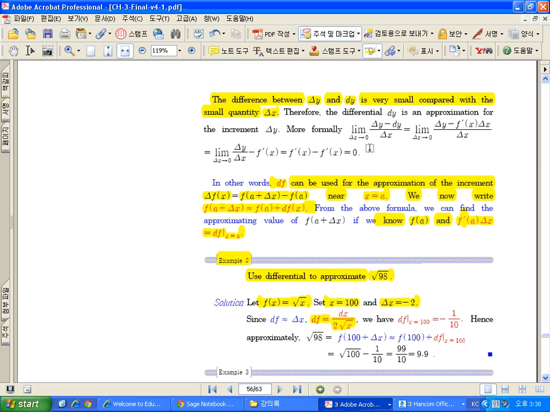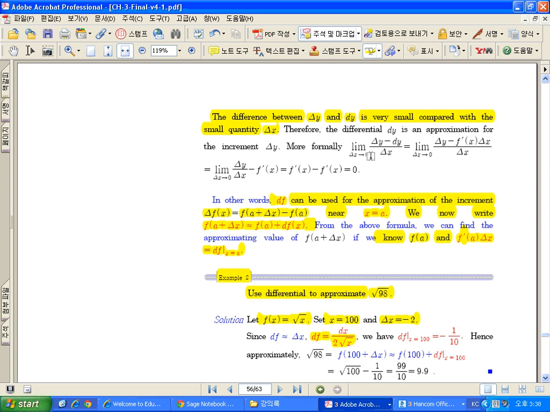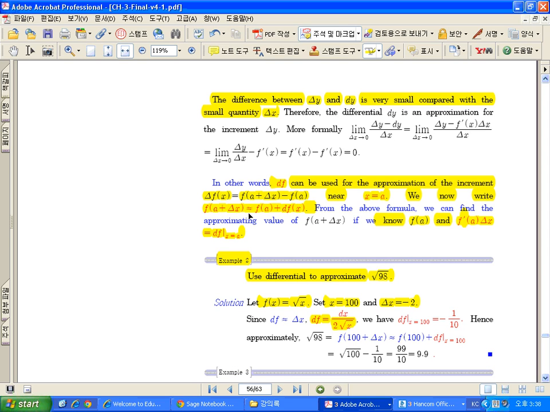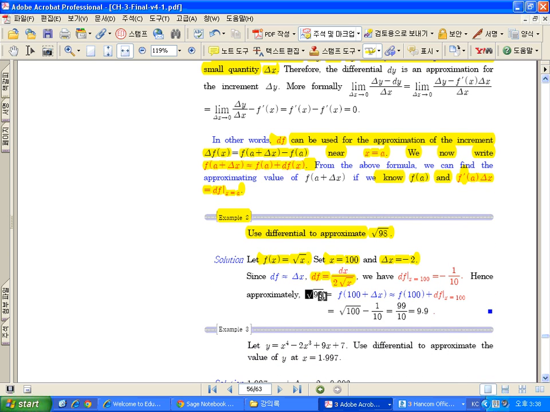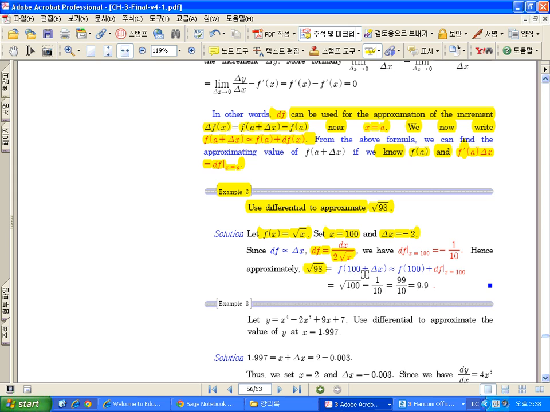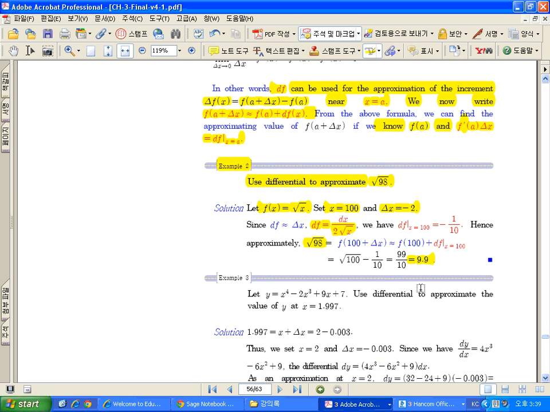Then from the formula that we have developed here, f of a plus delta x is almost the same as f of a plus df. So we can write square root of 98 as f of 100 minus 2, which is approximated by f of 100 plus df at x is equal to 100. Since this value is minus 1 over 10 and f of 100 is 10, so 10 minus 1 over 10 is 99 over 10, which is 9.9. That's the way to use differential for the approximation.